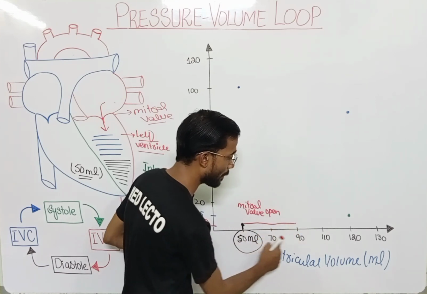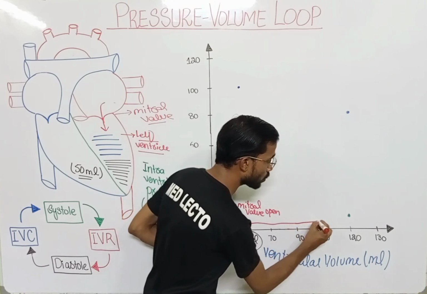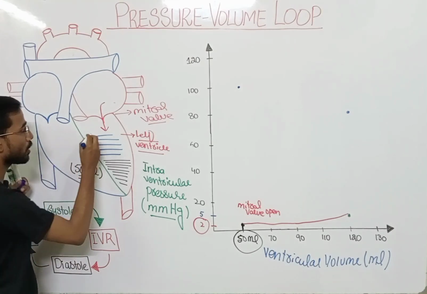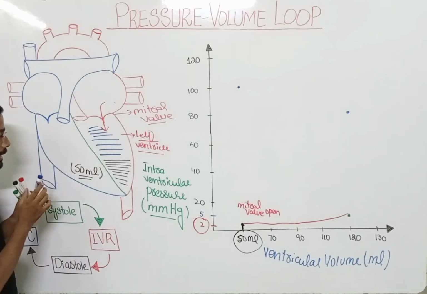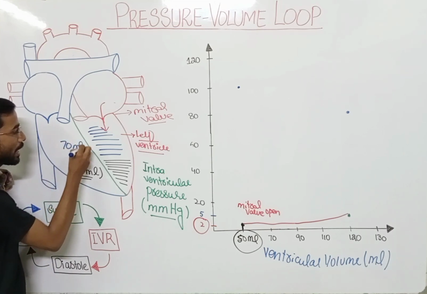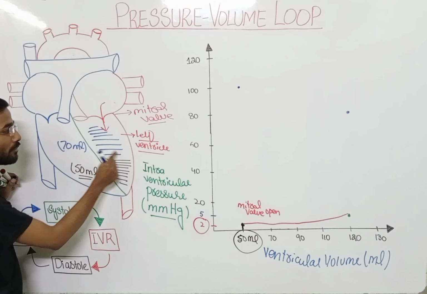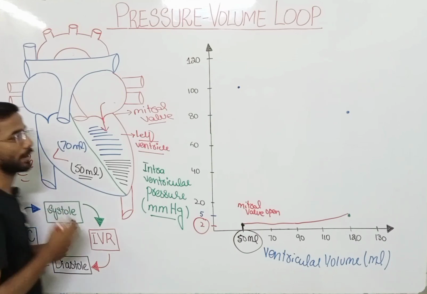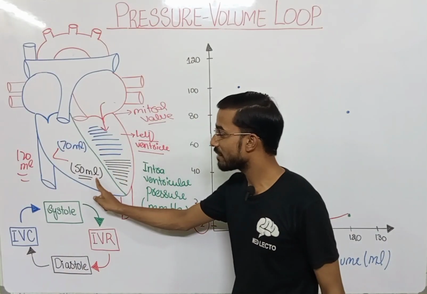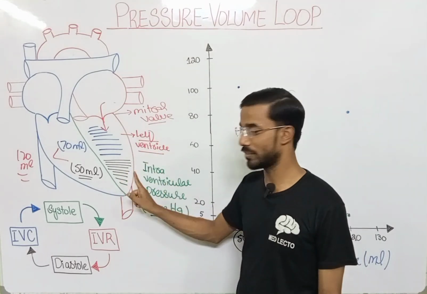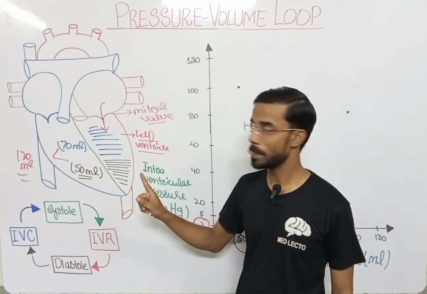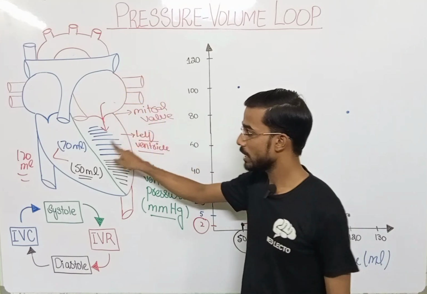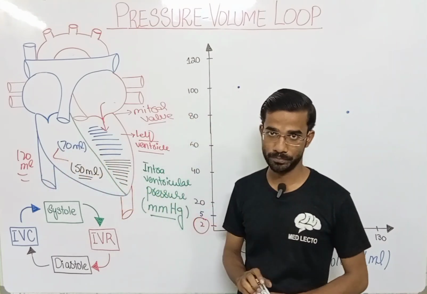So if we see here, the volume of the blood starts increasing. Here is 70 ml, 90 ml, and it goes towards 120 ml. So 70 ml of blood enters from the atrium into the ventricle, and the total will be 120 ml. First thing, already 50 ml is present in the left ventricle during the diastolic phase. After that, the 70 ml from the atrium moves into the ventricle. The total will be 120 ml.